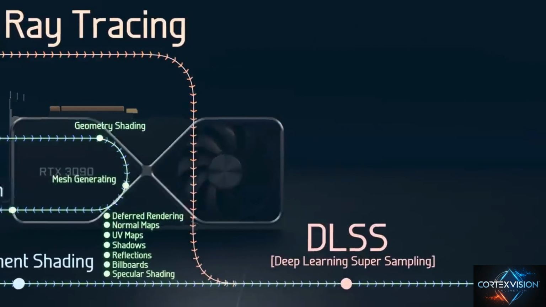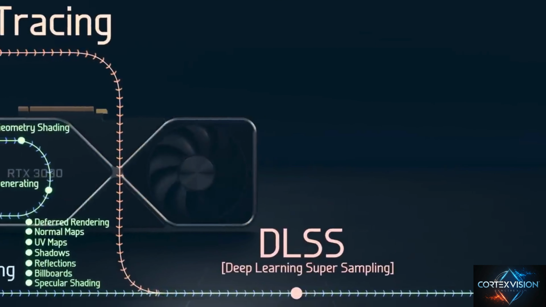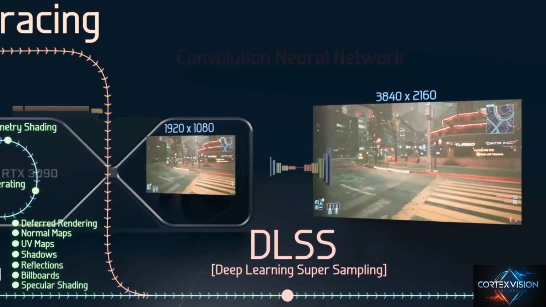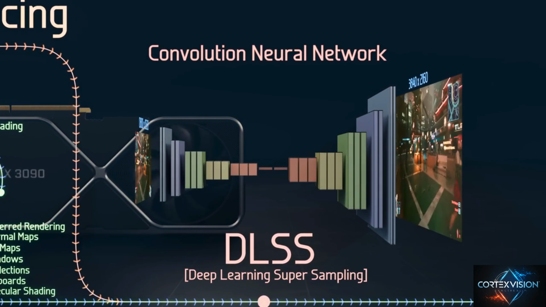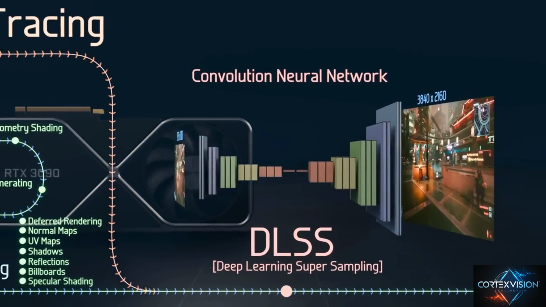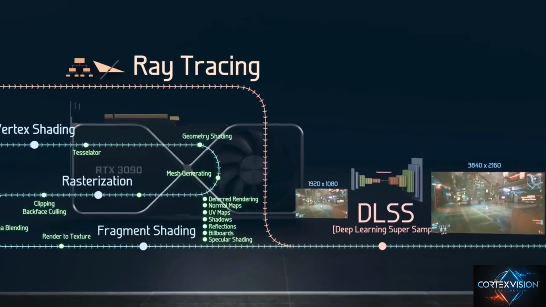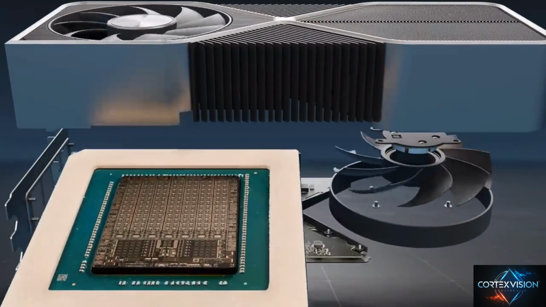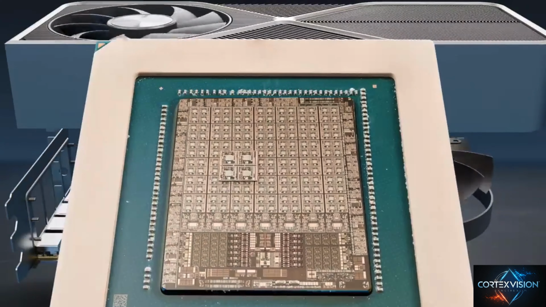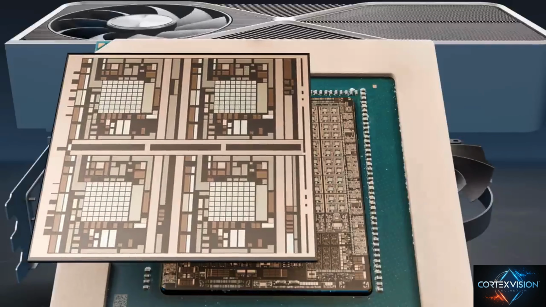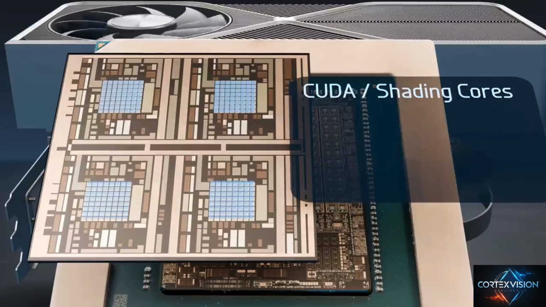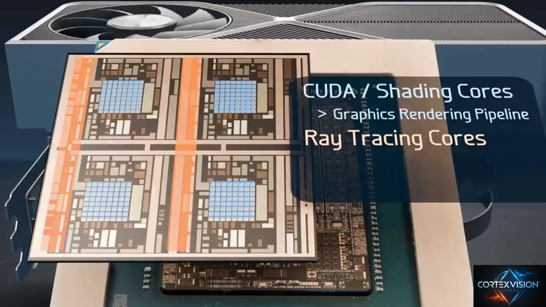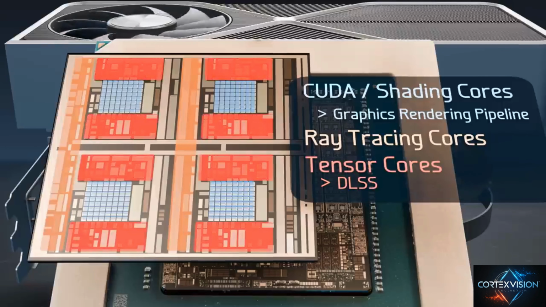On the other hand, DLSS is an algorithm for taking a low-resolution frame and upscaling it to a 4K frame using a convolution neural network. Therefore, DLSS is executed after ray tracing in the graphics pipeline generates a low-resolution frame. One interesting note is that the latest generation of GPUs has three entirely separate architectures of computational resources or cores. CUDA, or shading cores, execute the graphics rendering pipeline. Ray tracing cores are self-explanatory. And then DLSS is run on the tensor cores.